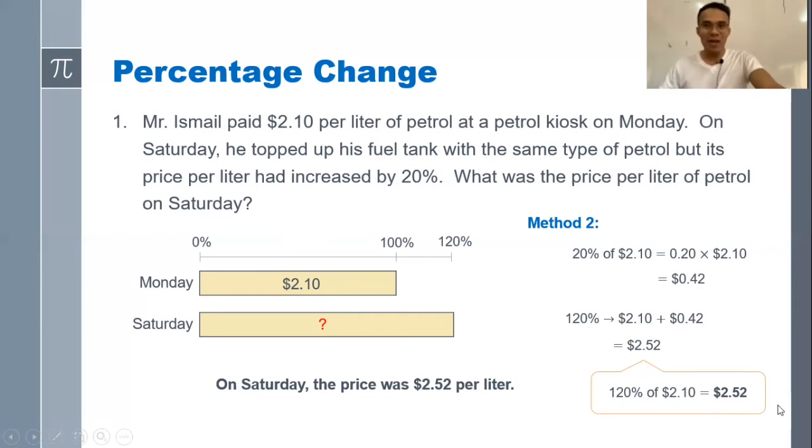Okay? So far, I've introduced to you 3 methods. The first method is we're going to get 1% or 1 unit. The second method is we find the increase first and we added that increase to the original price. That's how we did it. And for method number 3, it's more on percent or percentage. We added 20% to 100%, and the answer is 120%. Afterwards, we multiply 120% by the original price, and the result is the final answer. Okay? I hope you are still okay.